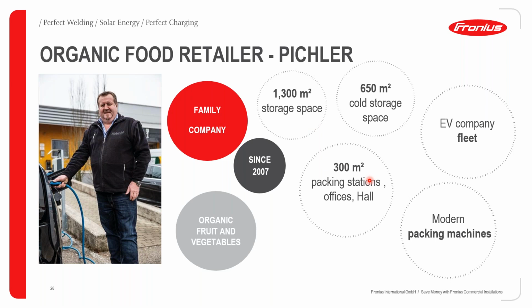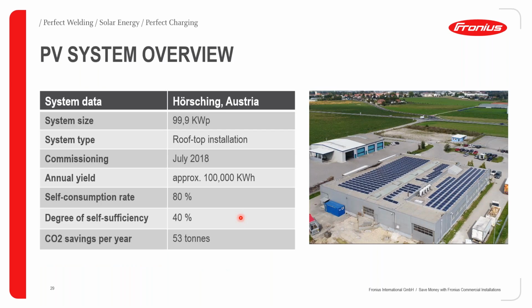Also included is a fleet for the company. It's actually an EV fleet, electric vehicle fleet, to help in transportation. And then, of course, since it's an organic fruit and vegetable company, there will be need for machines to process these vegetables.